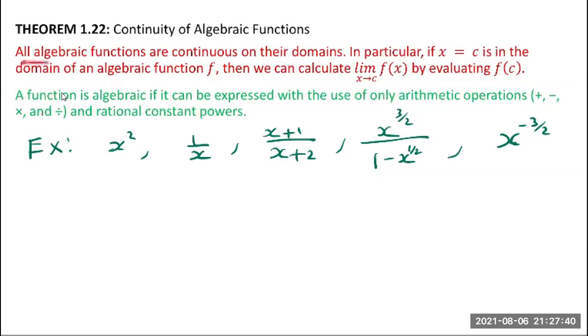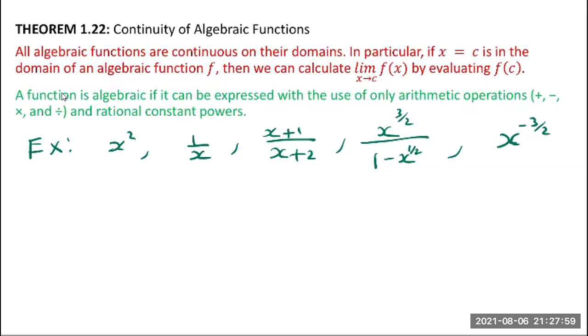This theorem tells you that all algebraic functions are continuous on their domain. That means if you pick a point from the domain of an algebraic function, to find the limit of f of x as x approaches that point, you simply plug in the value in the function. Okay, let's look at some examples.